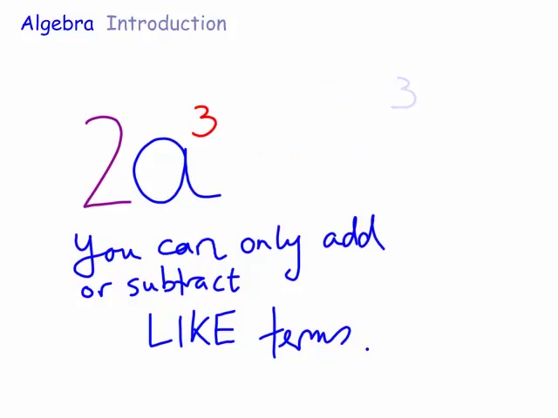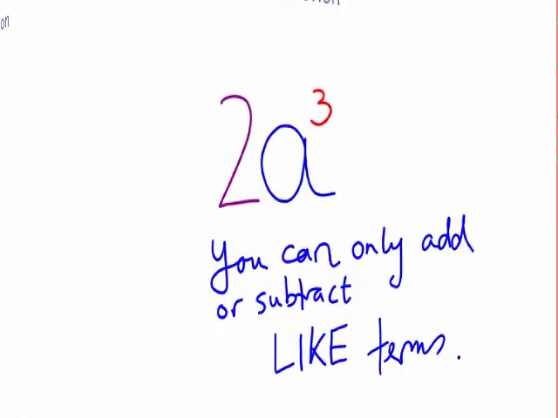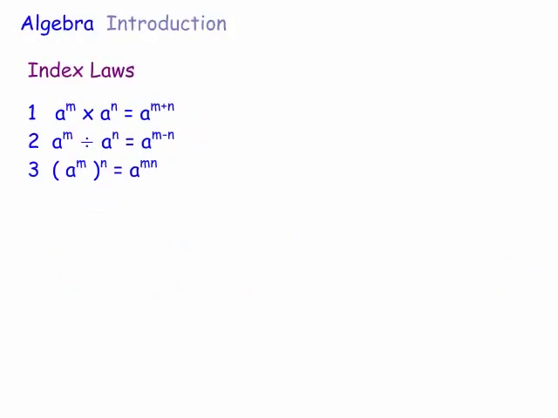So once I have a letter combination, the way to create like terms from a letter combination is by affecting what's called the coefficient. Only the coefficient. Okay. Now, let's pause it here and have a look at how we multiply and divide these letters in algebra. Okay, here we can see the index laws, and these are very important in algebra.